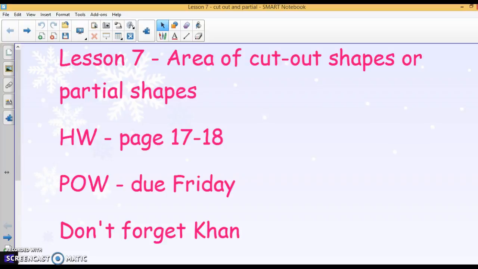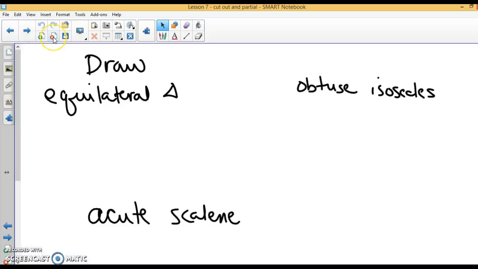2D Geometry Unit Lesson 7, Areas of Cutout Shapes or Partial Shapes. The homework that goes along with this is page 17 and 18. Alright, I want you to pause the video and do these problems.